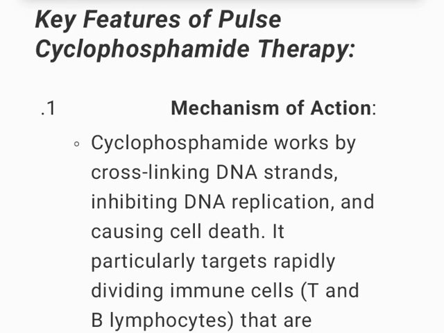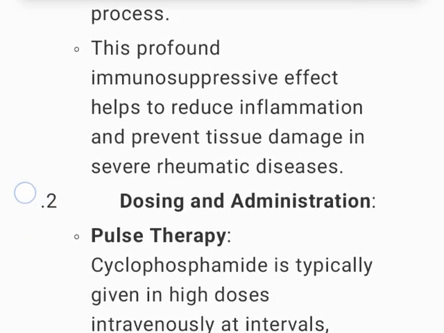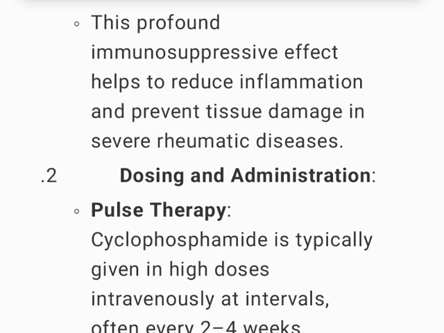1. Mechanism of action. Cyclophosphamide works by cross-linking DNA strands, inhibiting DNA replication and causing cell death. It particularly targets rapidly dividing immune cells, T and B lymphocytes, that are involved in the autoimmune process. This profound immunosuppressive effect helps to reduce inflammation and prevent tissue damage in severe rheumatic diseases.